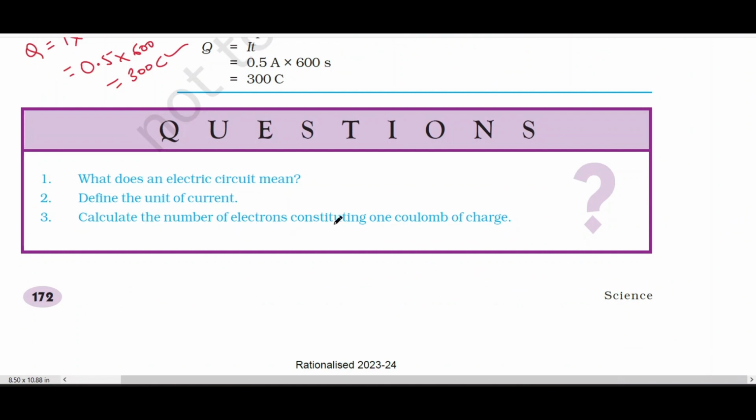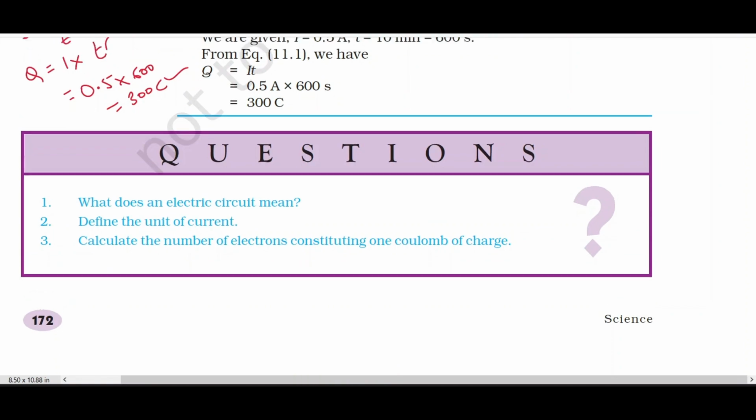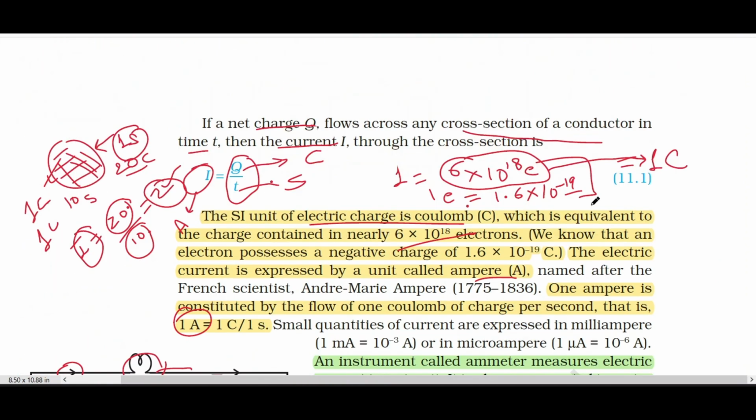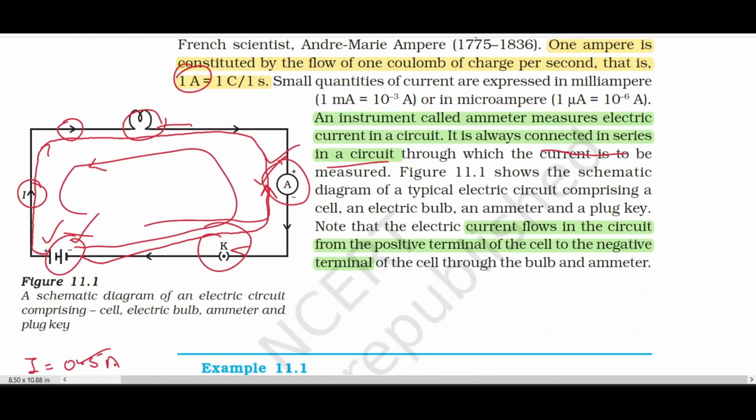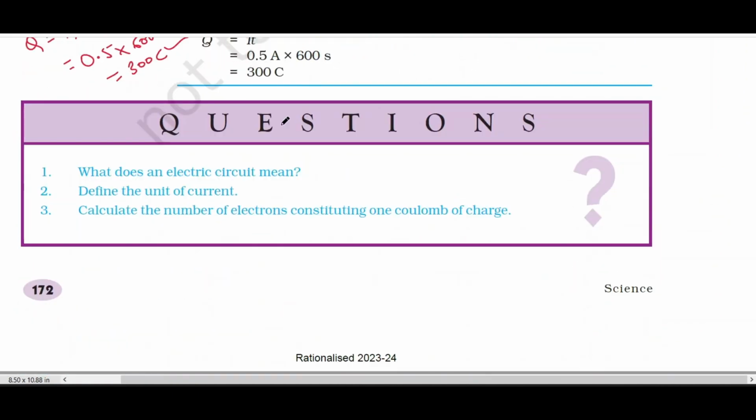Calculate the number of electrons constituting 1 coulomb of charge. तो हमें ये भी दिया है, 1 coulomb of charge कितने इलेक्ट्रॉन्स आर रिक्वायर्ड टू मेक अ 1 coulomb of charge? 6 into 10 to the power of 18. आप ये कैसे कैलकुलेट कर सकते हैं? You can easily calculate it on your own. You know that 1 electron's charge is 1.6 into 10 to the power of minus 19.